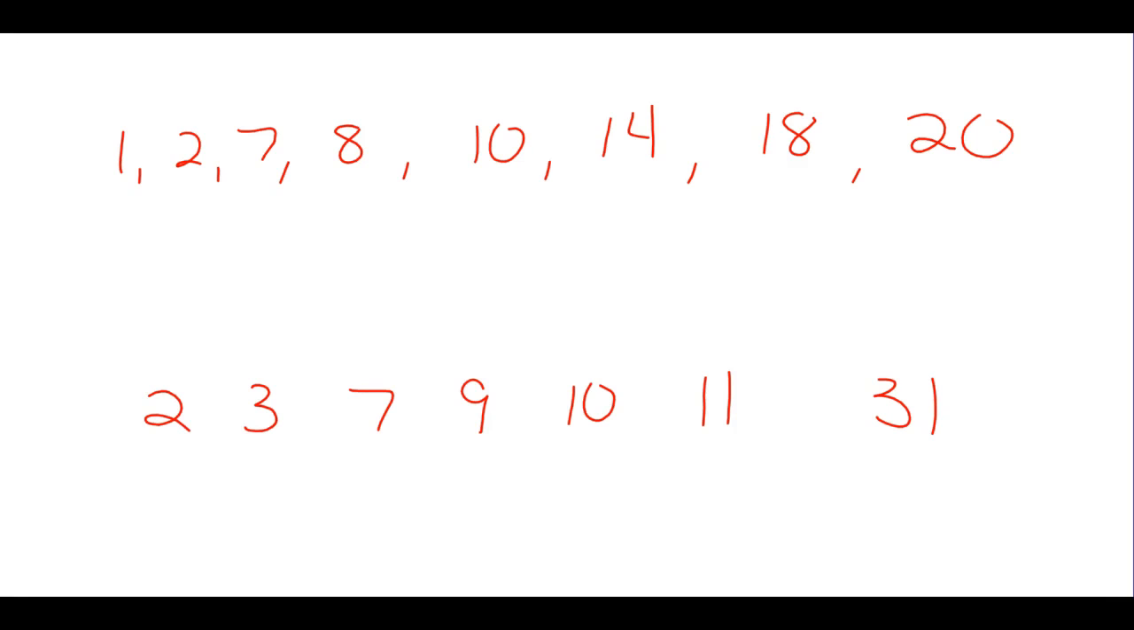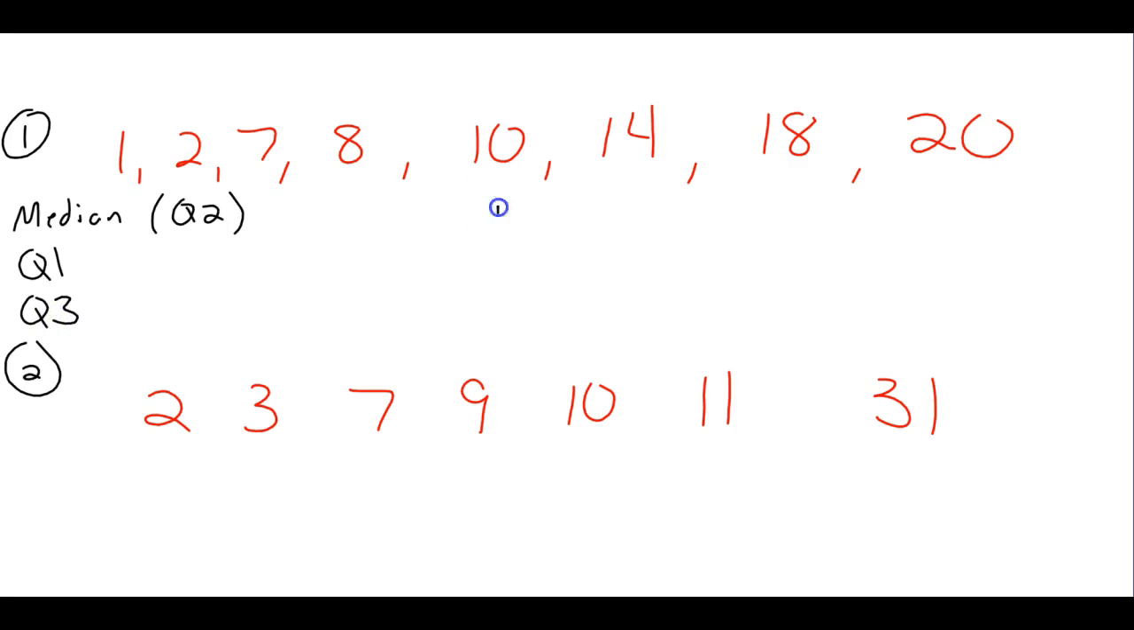Okay, find each of these things for both of these data sets. Do this one, and then do this one. I want you to find the median, which is Q2, Q1, Q3, min, max, and the interquartile range. If you're watching the video, go ahead and pause it and do that, and then check your answers.